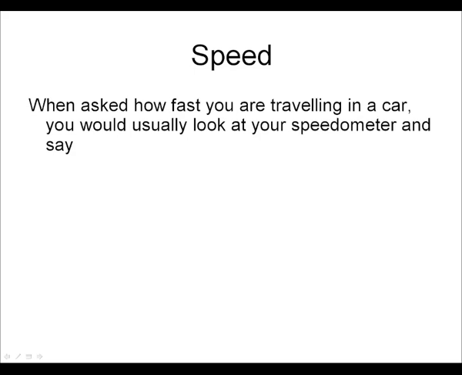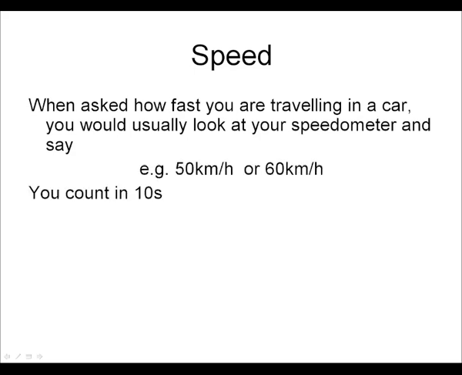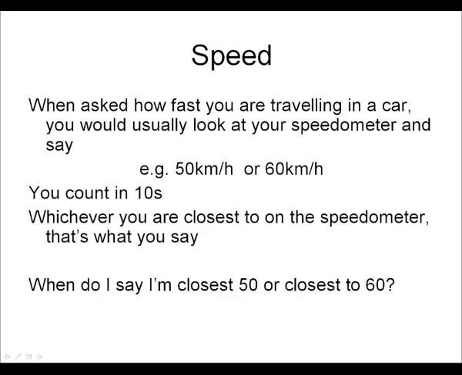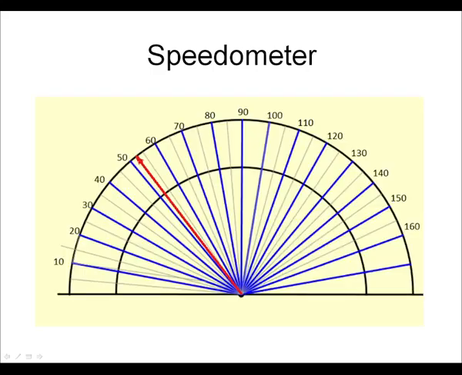So looking at speed, generally when you look at your speedometer, you'd say something like 50 kilometers an hour or 60 kilometers an hour, meaning you count in tens. So you go 0, 10, 20, 30, 40, 50, 60, and so on. And whichever you're closest to on the speedometer, that's what you say. So when do I say I'm closest to 50 or closest to 60?